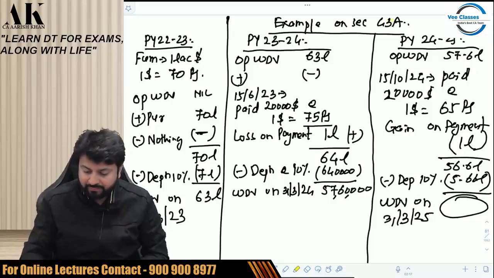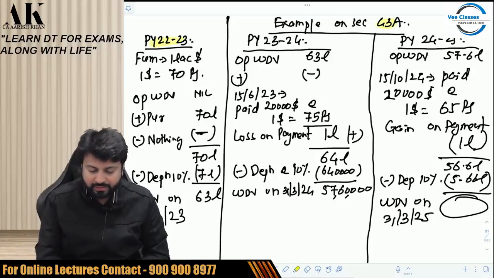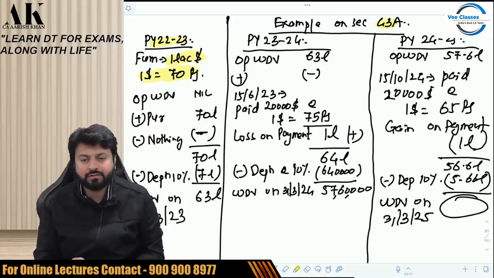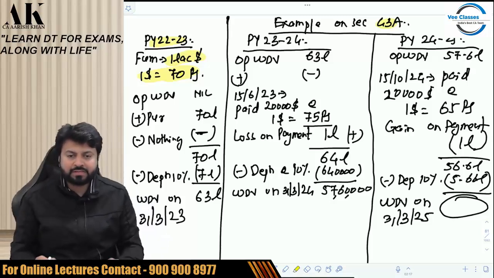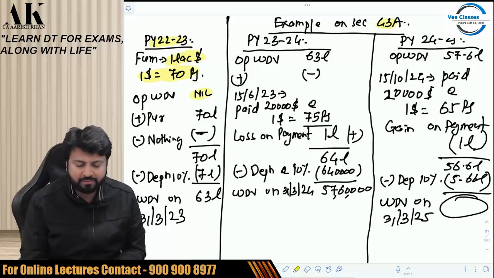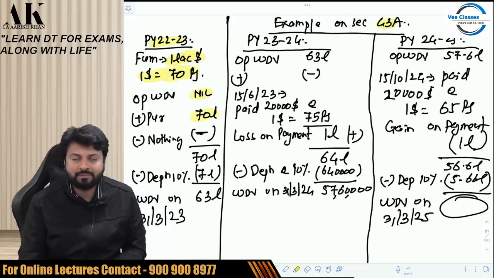See, example on 43A. This is 2223. I bought furniture of $1 lakh. On that date, $1 was 70 rupees. So I'm making the block of asset of furniture. Opening WDV nil. Value of furniture is 70 lakhs, 1 lakh into 70.